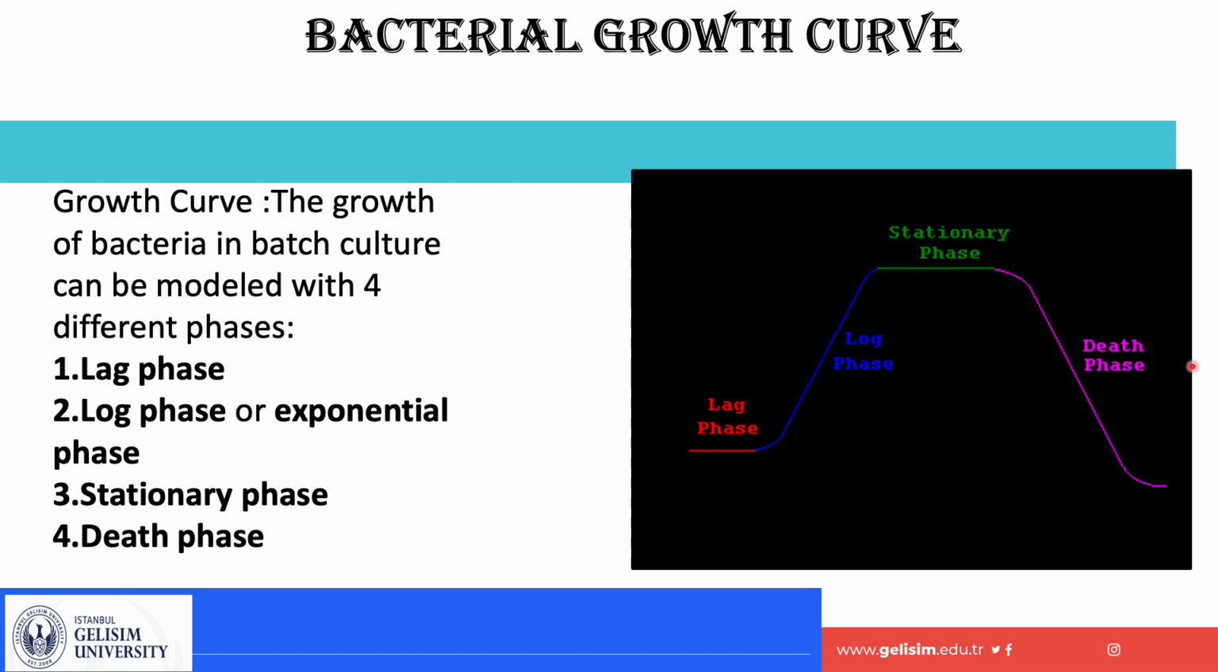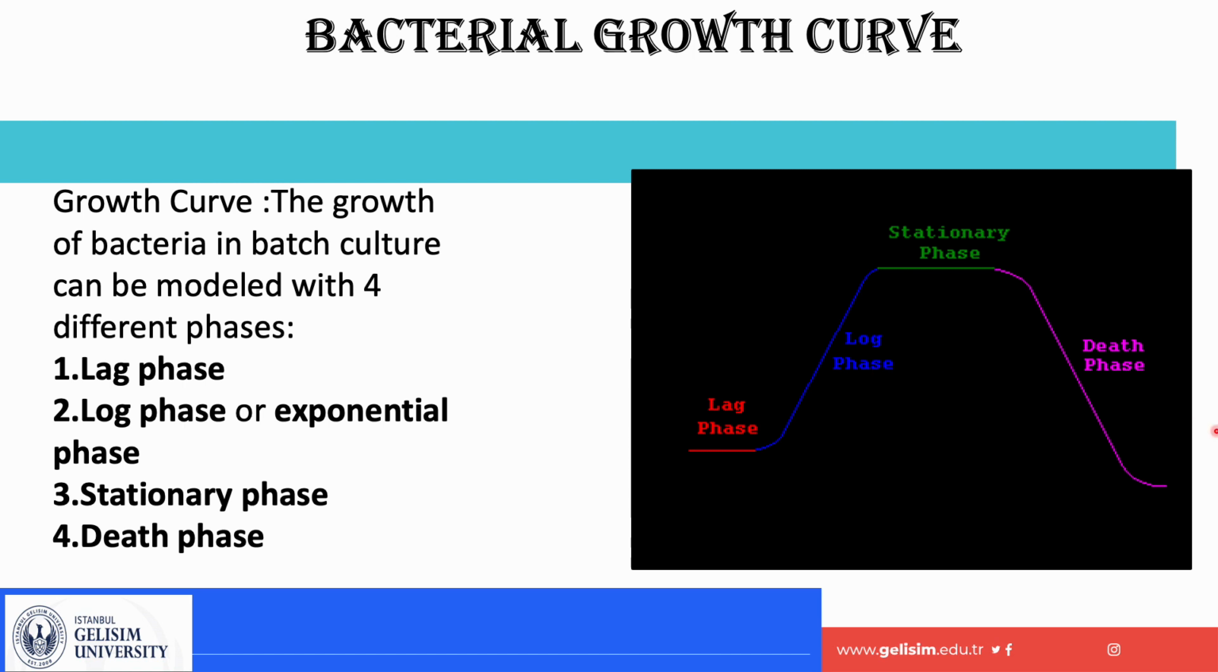The growth of bacteria in a batch culture can be divided into 4 different phases. Collectively, we call this the growth curve. The first phase is the lag phase, where bacteria adjust to the new environment and prepare for rapid growth. The second phase, which is called the log phase or exponential phase, is where bacteria experience rapid growth and division. This happens because there's sufficient nutrients and space for them to reproduce.